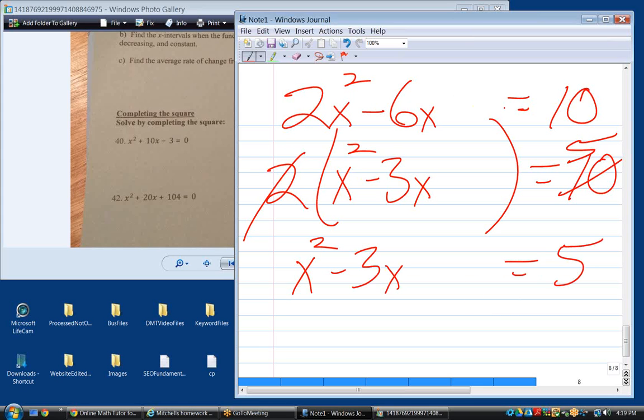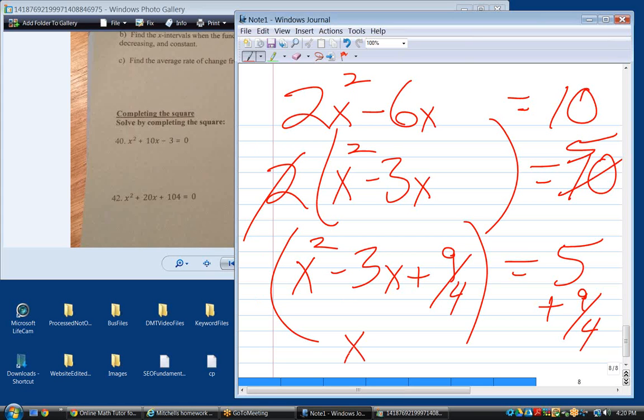I just divided everything by 2. And now when I complete the square, I don't have to worry. In other words, I'm still going to add 9/4, but now I can just add 9/4 over there. I don't have to add 9/4 times whatever it was being multiplied by. And now I can write this as x minus 3/2 squared. This would be 7 1/4.